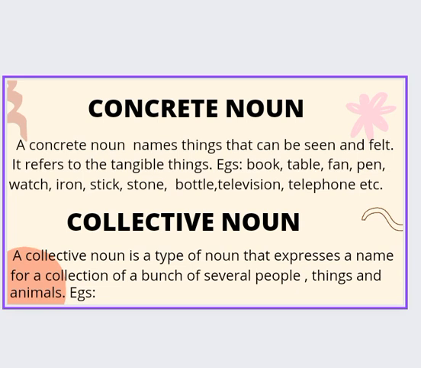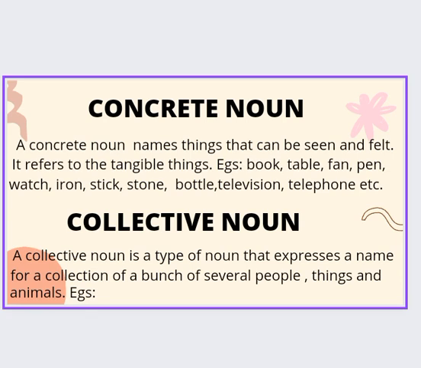Now, let's move on to the collective noun. When we say something is collective, what is it? A collective noun is a type of noun that expresses a name for a collection of a bunch of several people, things, and animals. So collectively, when they are together, what is the name that we give to them? And these are what is called the collective noun. So when you see a group of people together, what is the name that we give to them? When you see some things together, what are some of the names that we give to them when they are together like that collectively? And so with animals.